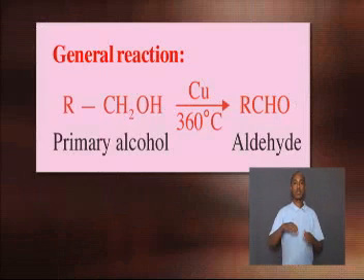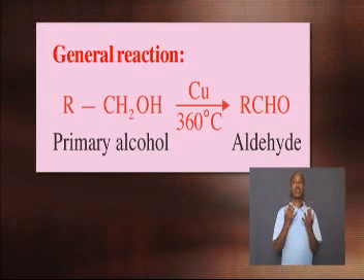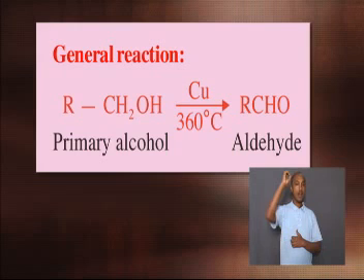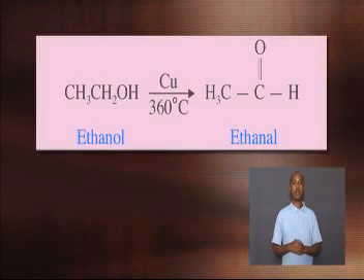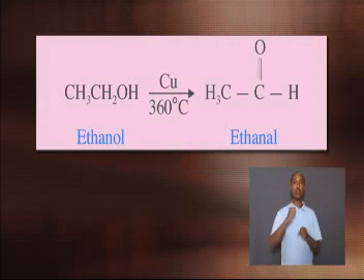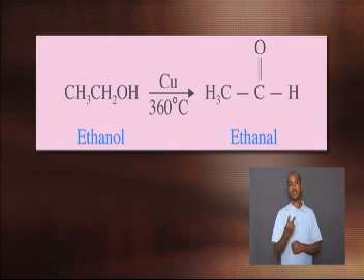In this case, the primary alcohol is oxidized in the presence of copper at 360 degrees Celsius to produce an aldehyde. Ethanol can be oxidized in this way to produce ethanal. Notice the structure of the ethanal compound and how this reflects the structure indicated in the general reaction.